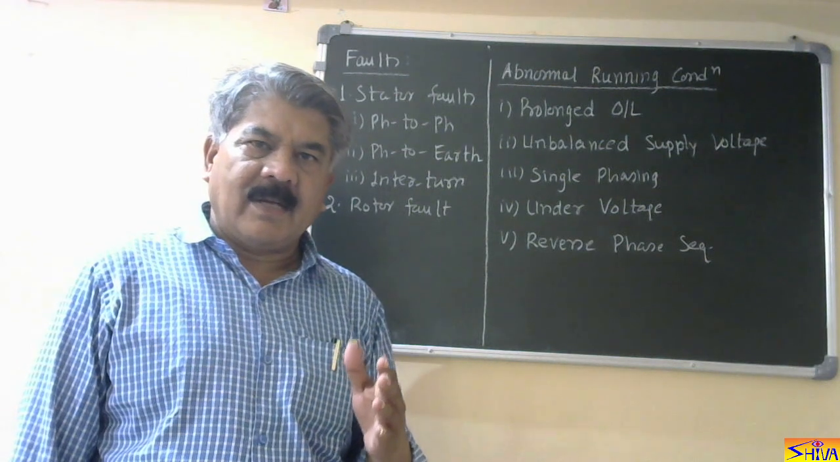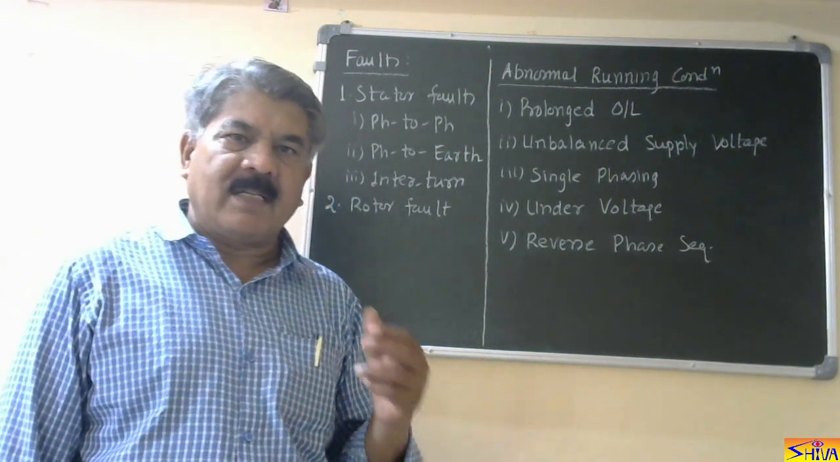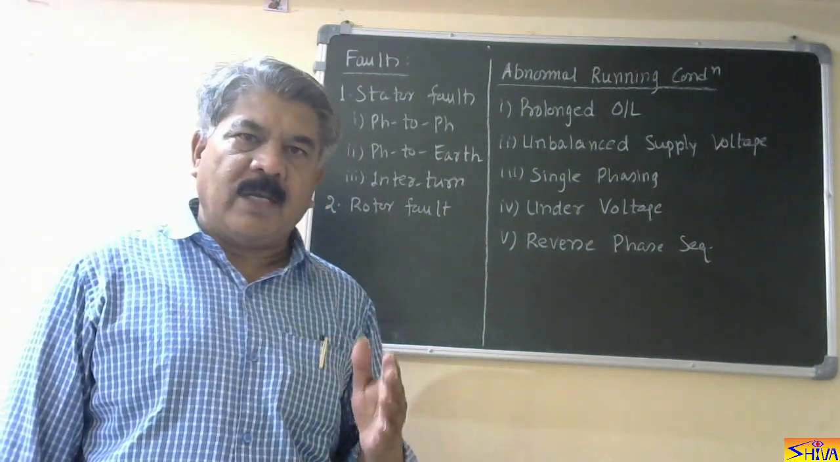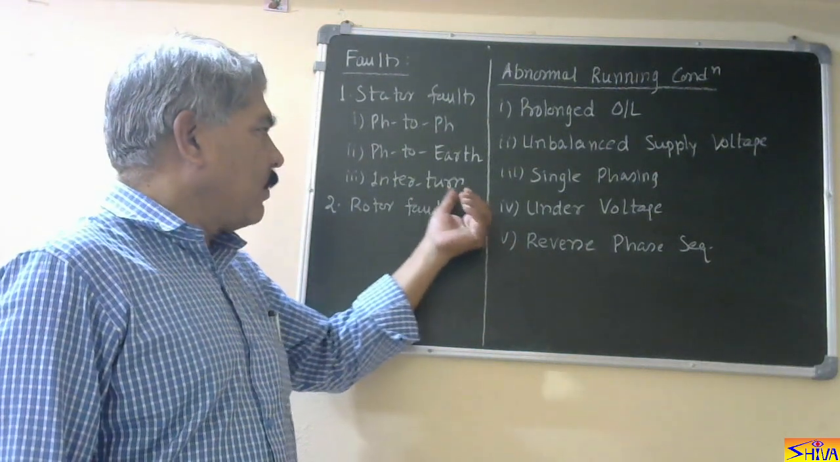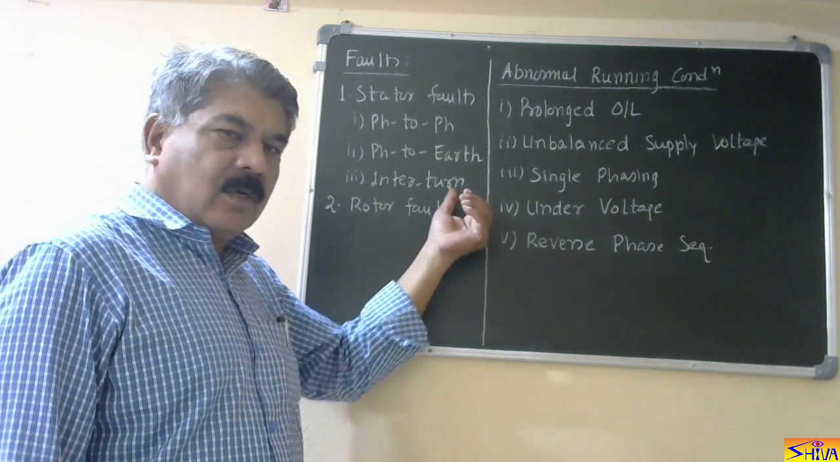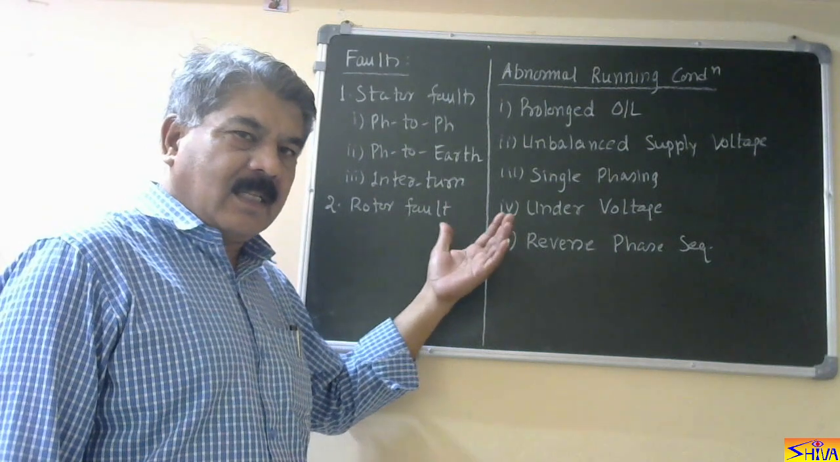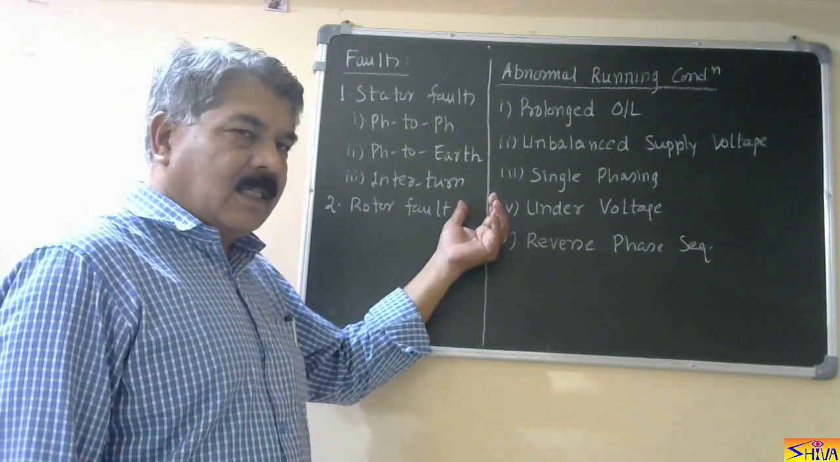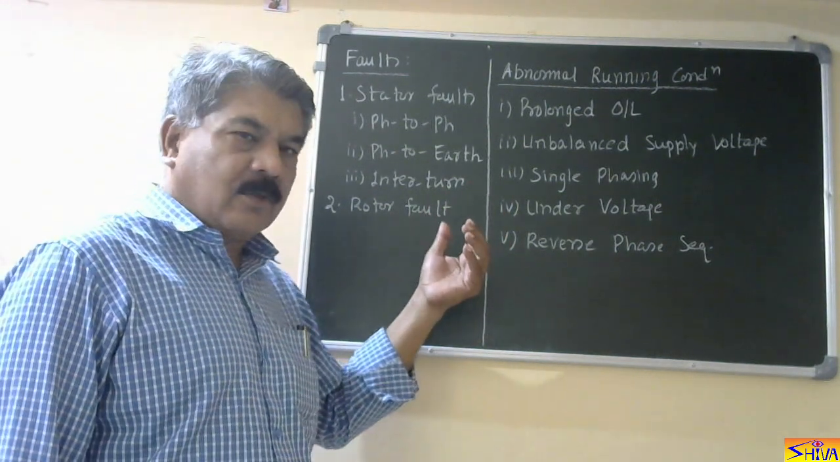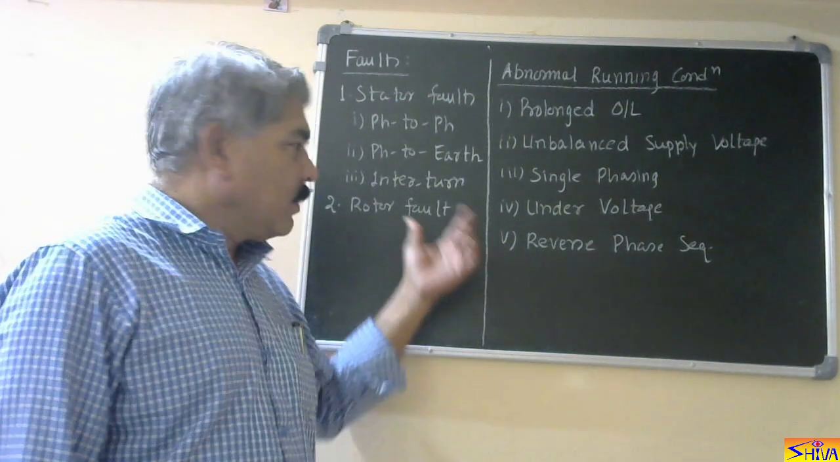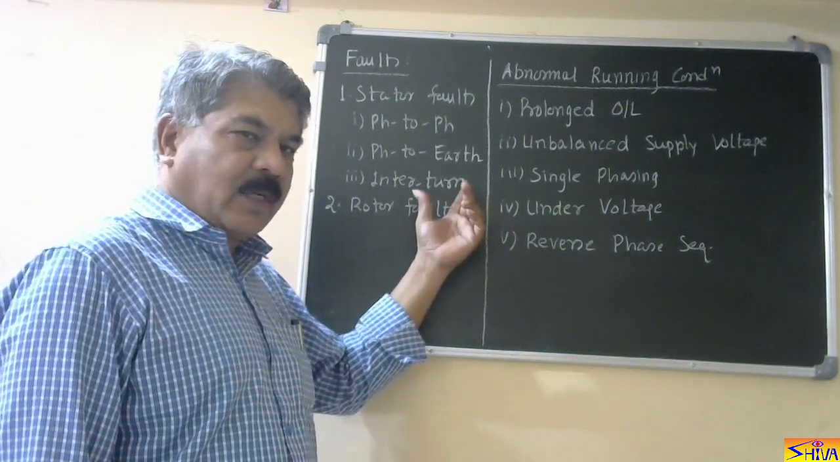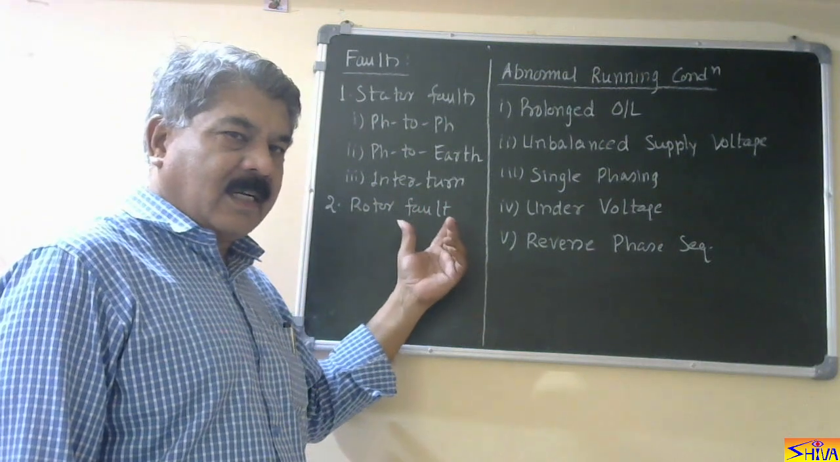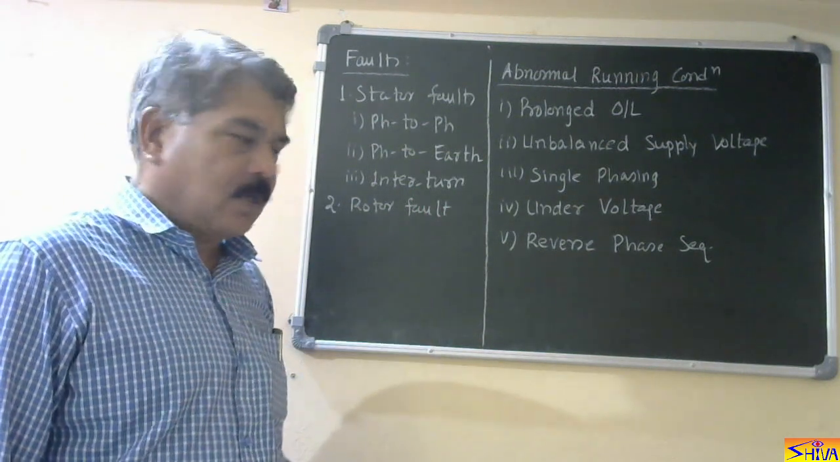Temperature sensing can detect overload condition as well as temperature rise due to any conditions. So interturn fault does not cause considerable increase in the current but causes increase in the temperature. Rotor fault also causes increase in temperature. So if we are using temperature sensing protective device, then it will detect interturn fault as well as rotor fault.